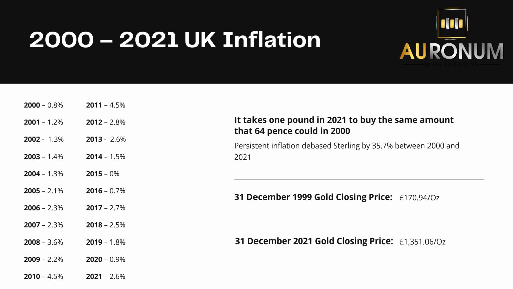And just to show how gold is an effective hedge against inflation, on New Year's Eve in 1999, the gold price closed at £170 per ounce. And New Year's Eve 2021, we're looking at £1,351 per ounce. So it's a massive increase, and you can see how sterling has debased over this period.